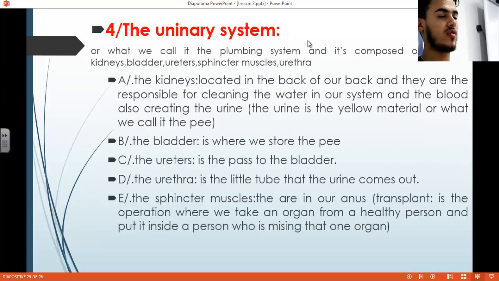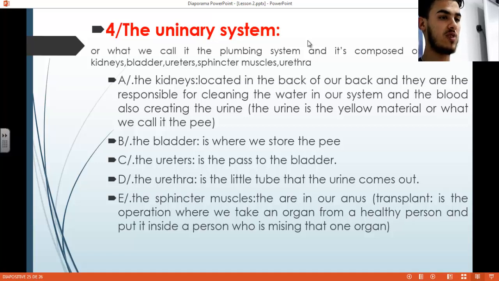So, moving to the fourth system, which is the urinary system, or what we call the plumbing system, and it is composed of the two kidneys, bladder, ureters, sphincter muscles, and urethra. The kidneys are located in the back of our body, and they are responsible for cleaning the water in our system and the blood, also creating the urine. The urine is the yellow material or what we call pee.